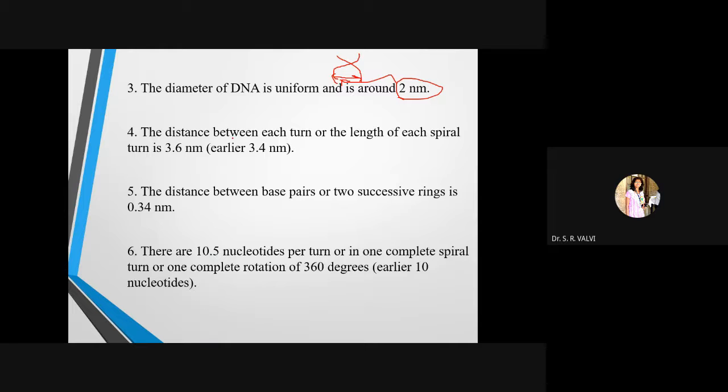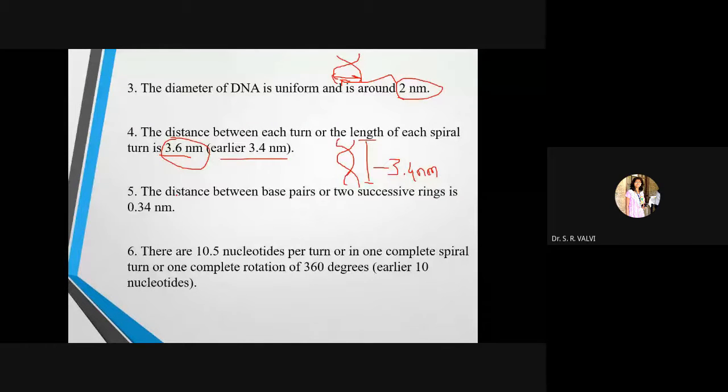Now, the distance between each turn, or the length of each spiral turn, is 3.6 nanometer. Earlier it used to be 3.4 nanometer. One turn, one helical structure of this DNA, is near about 3.4 nanometer earlier, but now research says it is 3.6 nanometer. This is the one turn of the DNA.